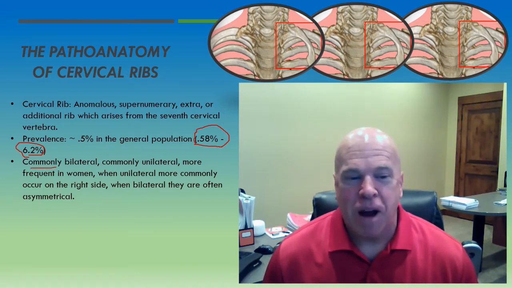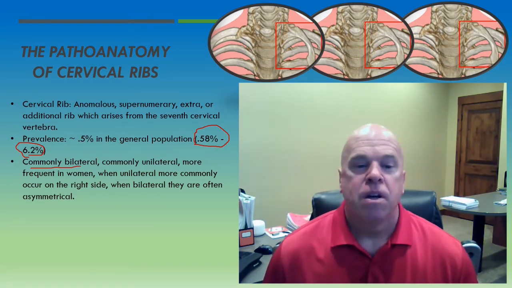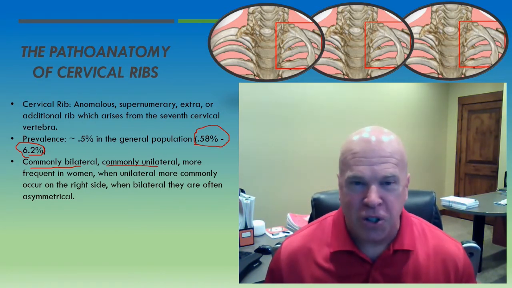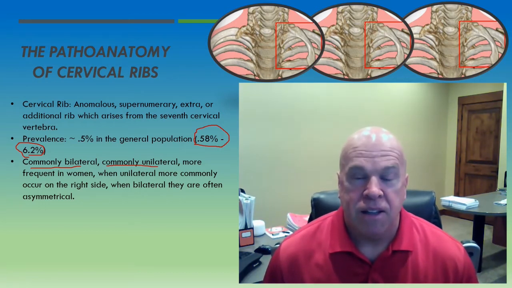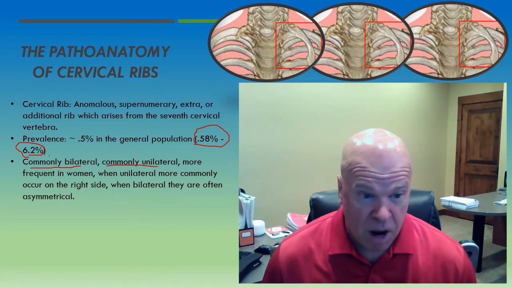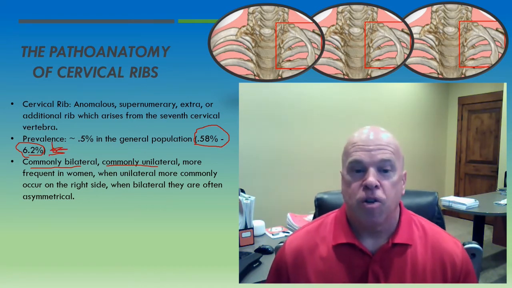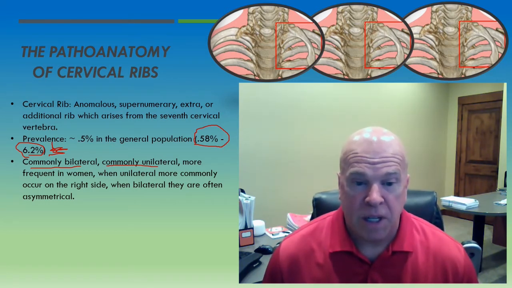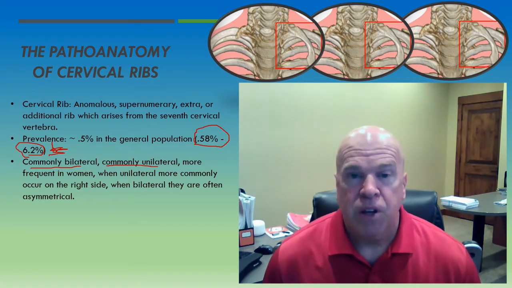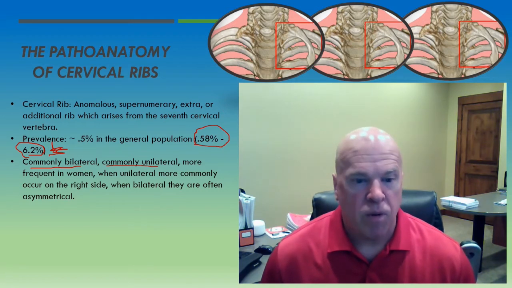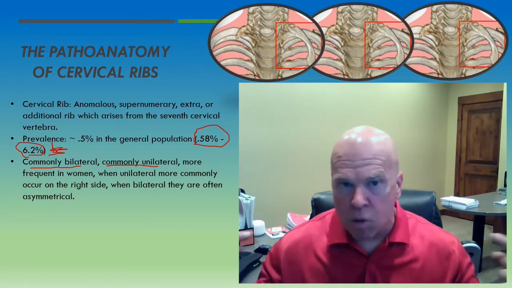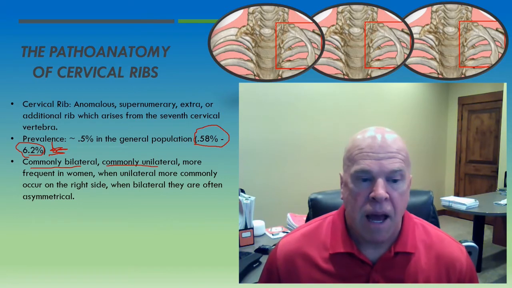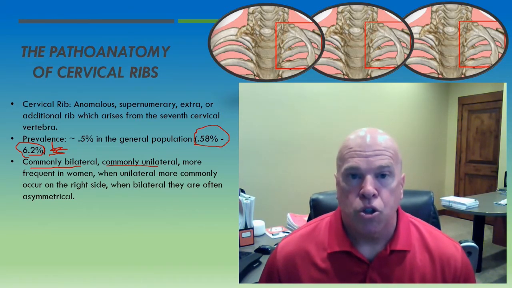Some studies describe cervical ribs as commonly bilateral. Other studies, on the other hand, describe cervical ribs as more commonly unilateral. So studies seem to differ on the laterality of cervical ribs, just as the studies differ on the prevalence rates of cervical ribs. And most studies seem to indicate that when they're unilateral, they more commonly occur on the right side. Cervical ribs in general are more common and more frequent in women. And when they're bilateral, they're commonly asymmetrical, meaning not having the same size and not having the same type of attachment to the first rib.